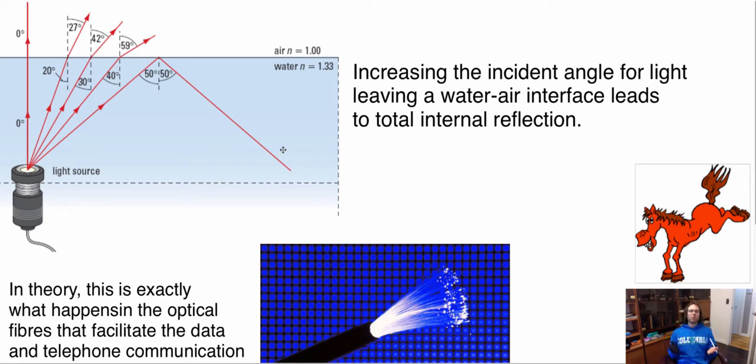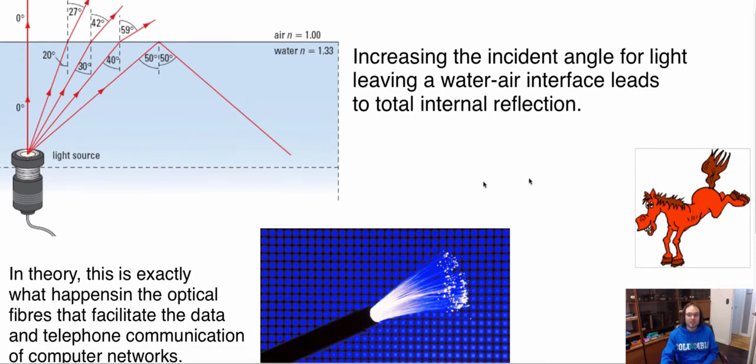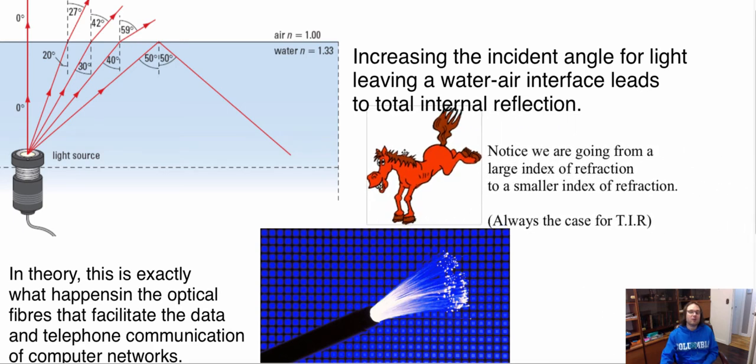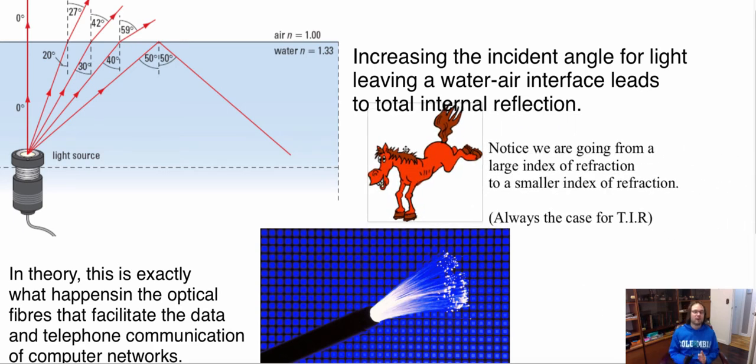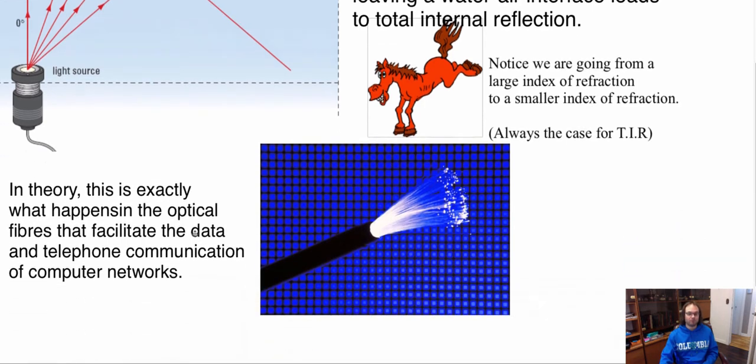So this is very important. In theory, this is how we use certain things as fiber optics and stuff like that, and telecommunications. Now, one thing that you must always notice is whenever we're doing fiber optics or total internal reflection, we are going from a large index of refraction into a smaller index of refraction. Okay, so this is always the case. We're always going from a large to a smaller. It doesn't come the other way around.